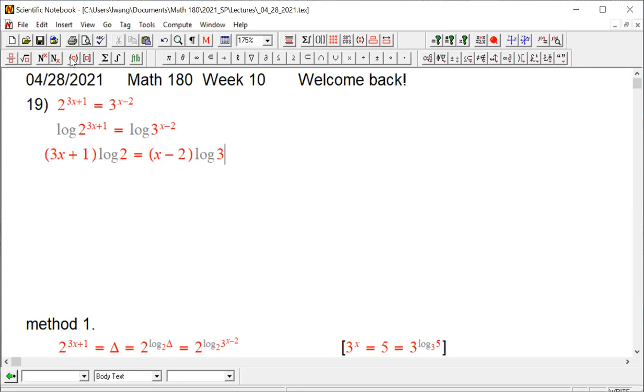Just run to the finish. Treating log 2 and log 3 as a single number. Log 2 is a single number. Log 3 is a single number. Don't separate them. Just treat them as one number. Get used to it. You must get used to these.